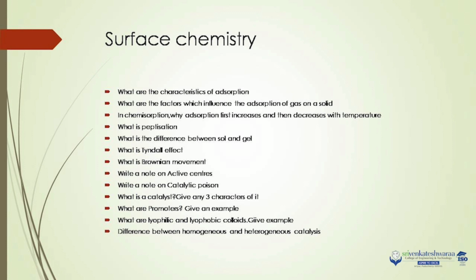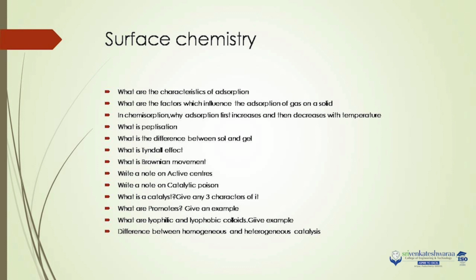Now coming to catalytic poison. Catalytic poison means a substance which poisons the effectiveness of the catalyst. For example, in the case of Haber's process, the synthesis of ammonia, iron is used as a catalyst. Molybdenum is used as a promoter. The catalytic poison is hydrogen sulfide.